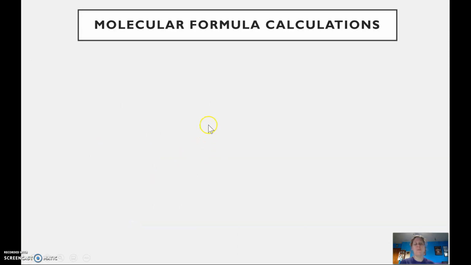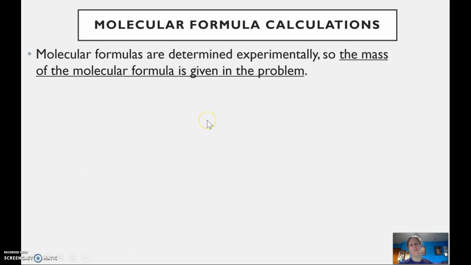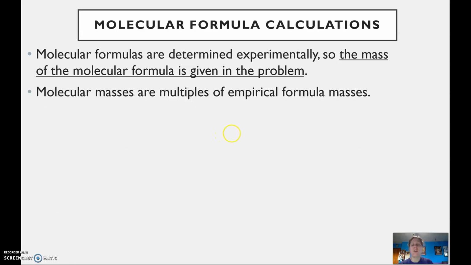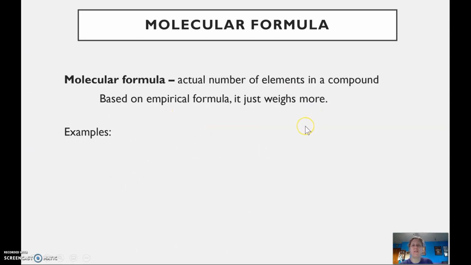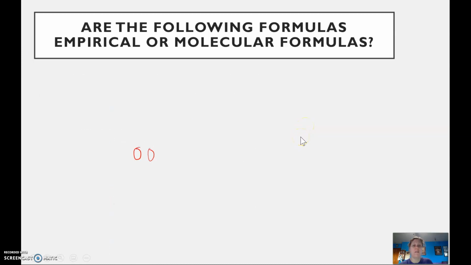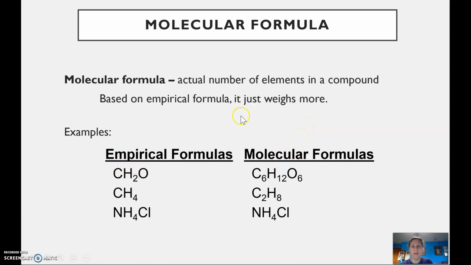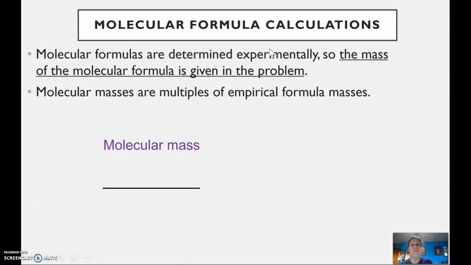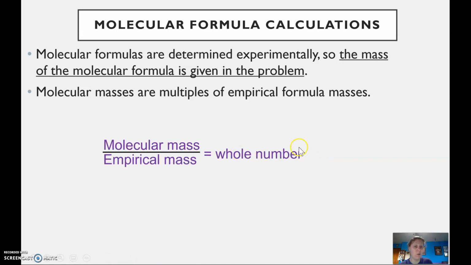So next, molecular formula. How do you find molecular? Molecular formulas are determined experimentally. So the mass of the molecular formula is always given to you in the problem. Molecular masses are multiples of empirical formula masses. So up here, this molecular formula is a multiple of that empirical formula. So how do you figure out what that multiple is? You do the molecular mass divided by the empirical mass, and it's going to give you a whole number.